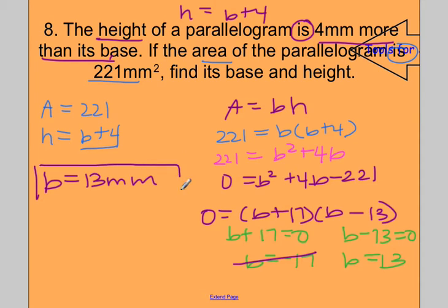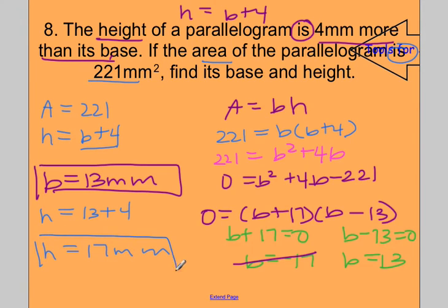Now in order to find the height, it is the base plus 4. So I would take h is equal to 13 plus 4. 13 plus 4 is 17, so my height is 17 millimeters. Okay, there is example 8.